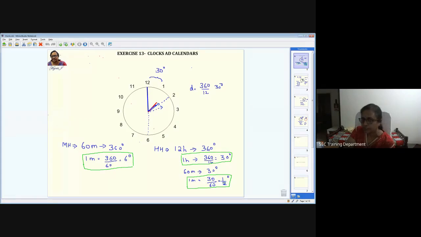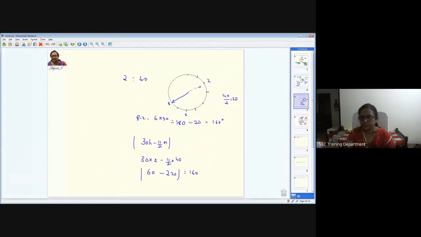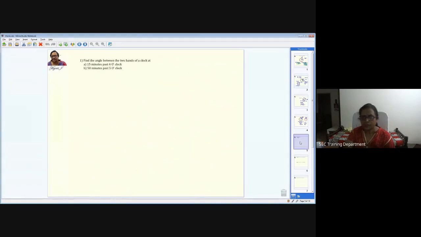Just don't forget that. Every 1 minute, our hand is going to move by half a degree, and every 1 hour it is going to move by 30 degrees. And also the division: there are 12 divisions, and each division is 30 degrees apart. So this explanation we have seen yesterday, and we'll start with the problems now.